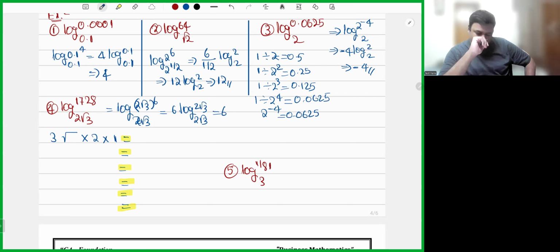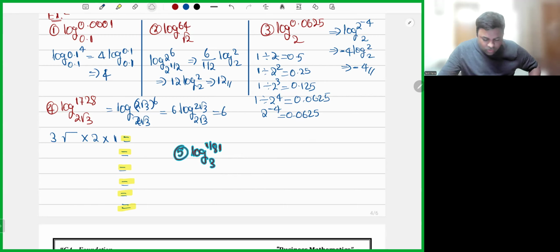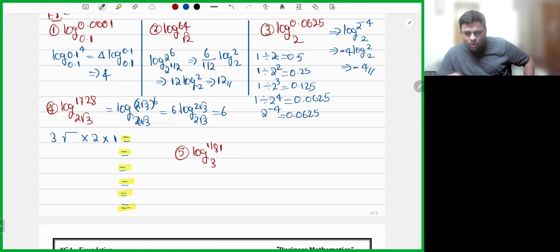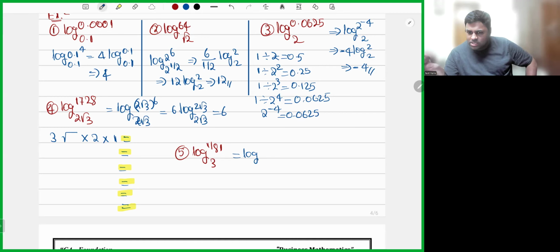Next. Fifth one. Fourth one, little tricky, fourth and third one. But yeah, you should be in a position to crack it, provided you know how to calculate 2 root 3 in the calculator. 3 under root into 2 into 1 equals to. Okay, first do those things. Now log 1 by 81 to the base 3, it's very easy. Log 3, 3 square 9, 3 cube 27, 3 power 4, 81.